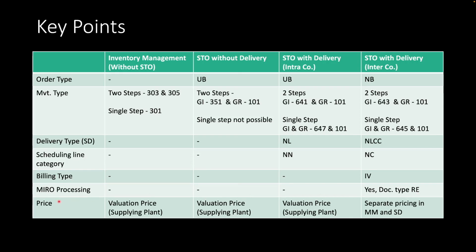Now let us see how prices are determined. In case of all these three processes, that is inventory management route, STO without delivery and STO with delivery for intra-company code, the price is taken from the supplying plant side and that price is the valuation price of the material. So the supplying plant's valuation price is transferred from the supplying to the receiving plant.